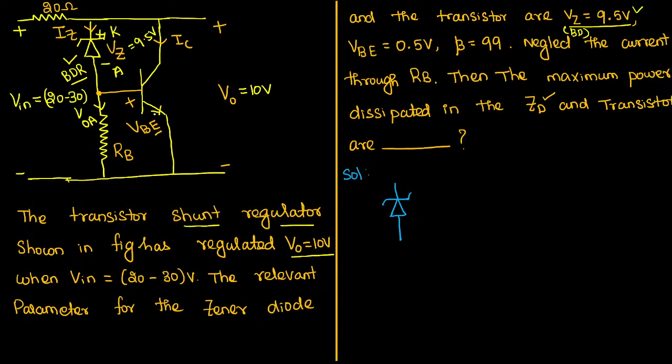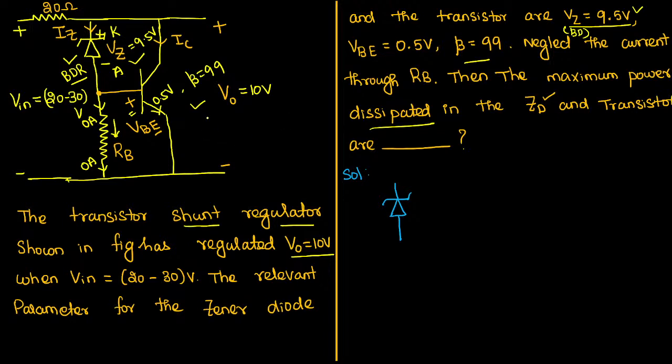Next, they also gave the base to emitter voltage. You know, this is a transistor. Base to emitter voltage is given as 0.5. Then they also gave the value of beta here. Beta equal to 99. Neglect the current through the RB. See that? They only told that the current through RB will become 0. This resistor, they are neglecting this current. Then what is the maximum power dissipated in the Zener diode and the transistor? You know the formula, everything. Now the only thing is we have to proceed further.